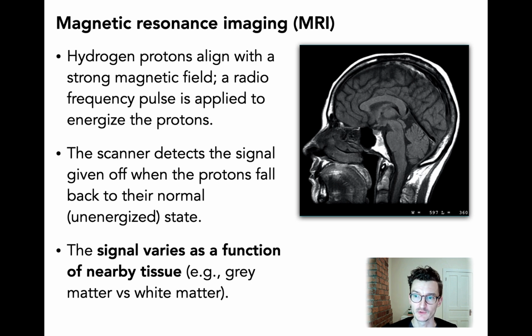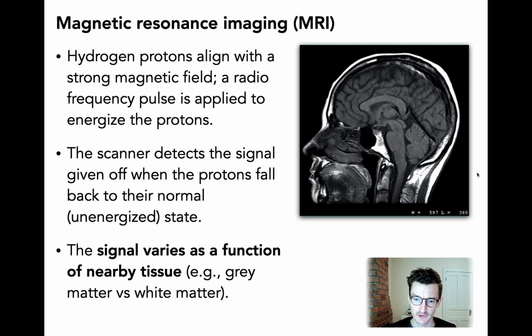And based on that signal, we can actually create an image of the brain that shows the different structures in the brain. And you can see that on the screen here. Very nice depiction of the cerebellum, corpus callosum, brainstem, and then you can see the sulci and gyri of the cerebral cortex. So very cool. So this is structural MRI.